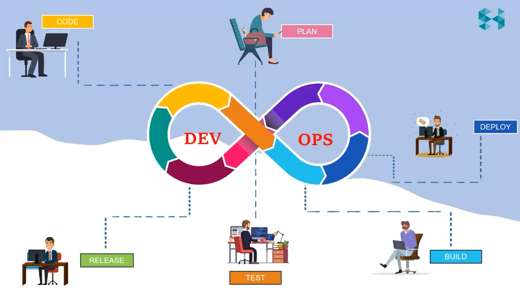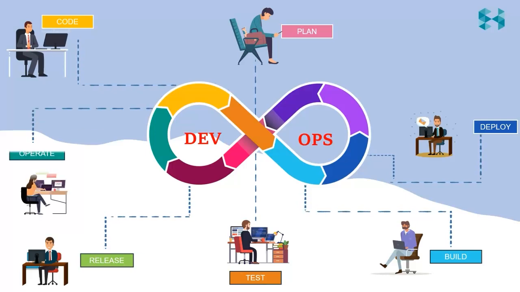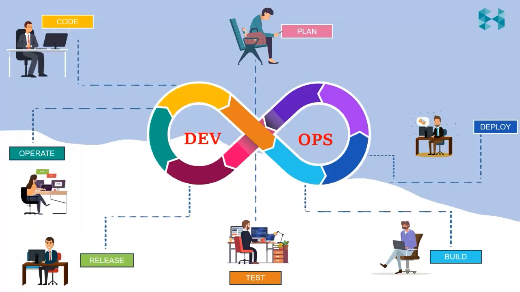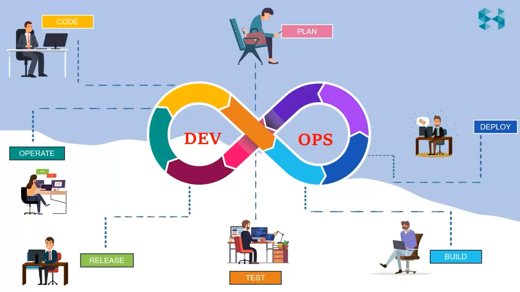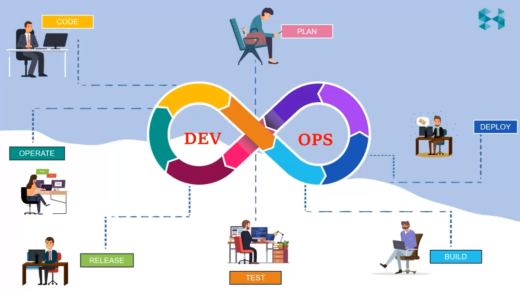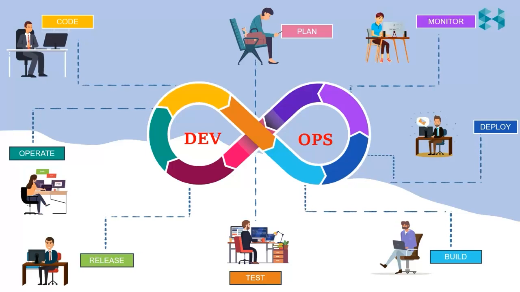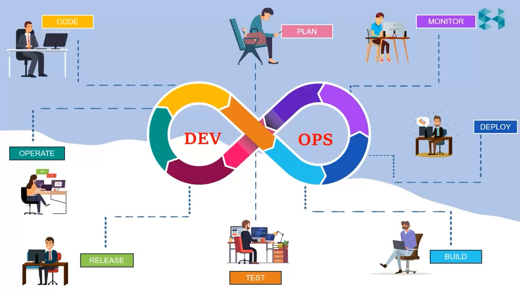The next step is deployment. The software goes live for the users. It's similar to opening a new store for customers. After deployment, we operate and maintain the application. If a small issue pops up, the DevOps team fixes it quickly to keep everything running smoothly. And finally, we monitor the system. Tools watch performance and errors 24/7.